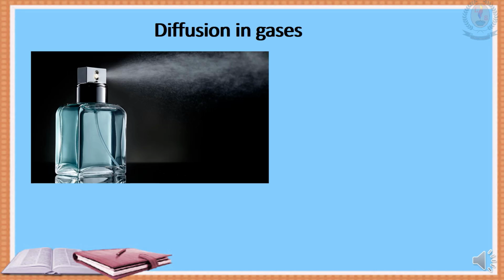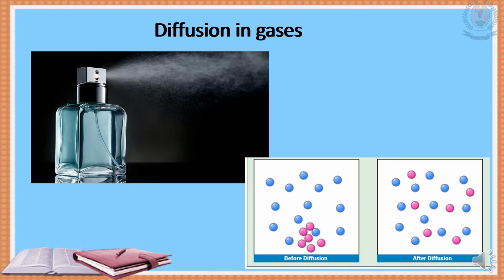Gradually, these perfume particles, moving and colliding with the air particles, move to the lower concentrated area. We will explain that with this diagram. Here, these blue color particles are air particles, and the pink color particles are perfume particles. Now think, when you apply the perfume, you are here.